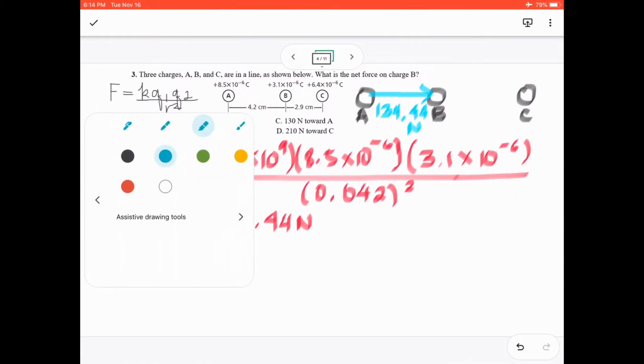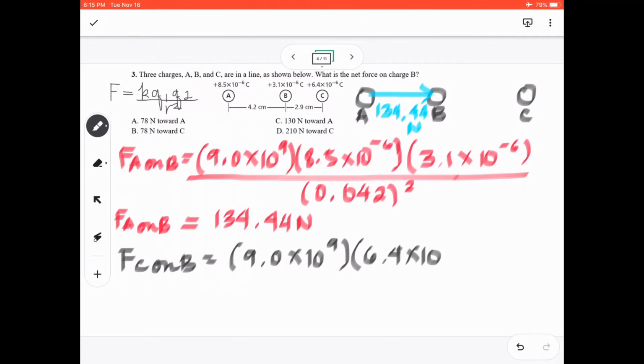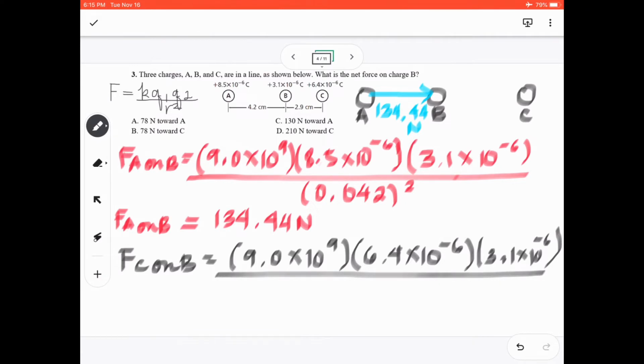And then we're going to solve for the next one. We're going to use the black one so we can distinguish between the two: force of C on B. Still, K is equal to 9.0 times 10 raised to 9, multiplied by the charge of C, which is given as 6.4 times 10 raised to negative 6, multiplied by the charge of B, which is still 3.1 times 10 raised to negative 6, divided by the distance between them, converted from centimeters to meters, which is 0.029, and do not forget the square.